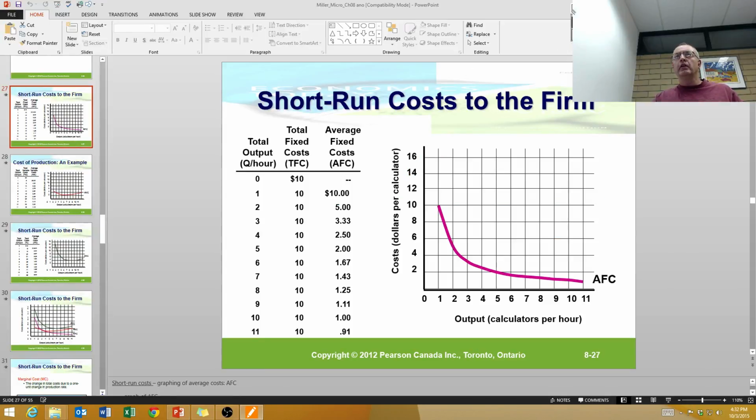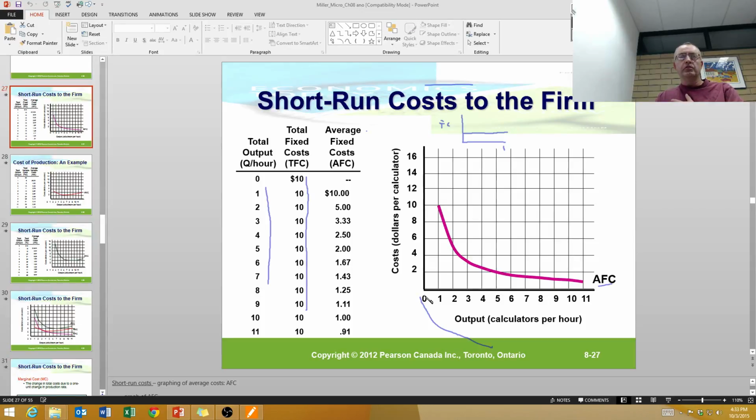Okay, so what do we have here? This is average fixed cost. Remember, when we looked at total fixed costs, they simply flatlined across, and this is the level of output. But when we calculate the average fixed cost per unit, our line steadily declines. Why? It's because our fixed costs remain the same regardless of output. So as our output increases, the amount per unit of output declines.